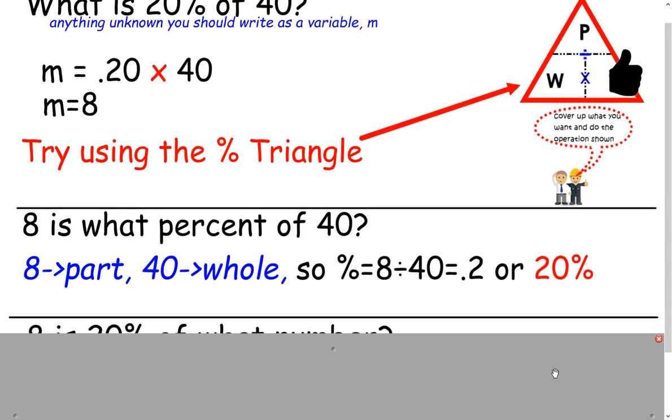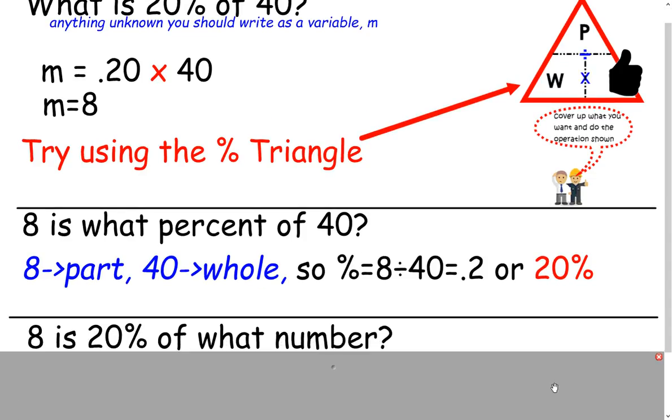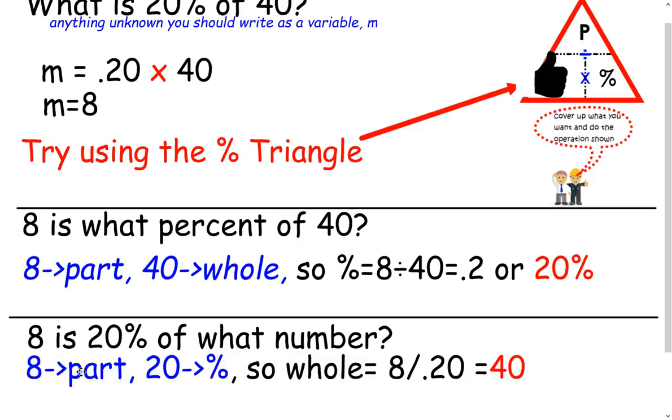Okay. So the next one says 8 is 20% of what number? So I need to cover up what I don't know, the number, which gives part divided by percentage. So if I take my part and divide by my percentage as a decimal, 0.2, I get my whole of 40. Okay, so that's a way of using the triangle method instead of translating it into symbols. Whichever one works for you is great.